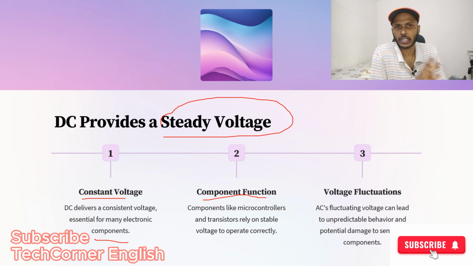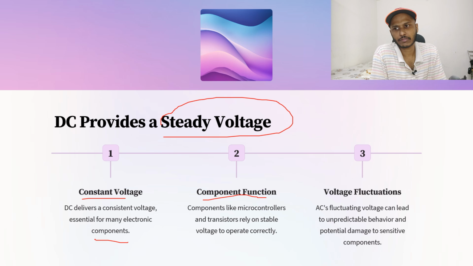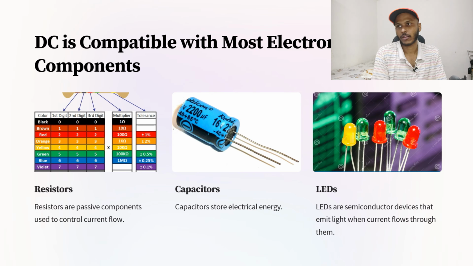And voltage fluctuation: AC, as we discussed, is fluctuating in nature, and that is unpredictable behavior, which can create potential damage to sensitive components. So basically this is what we already discussed. DC is compatible with most electronic components.